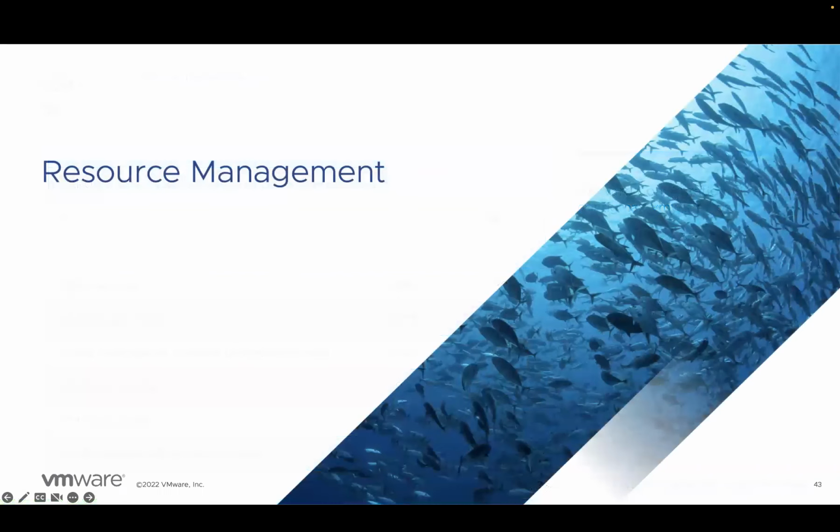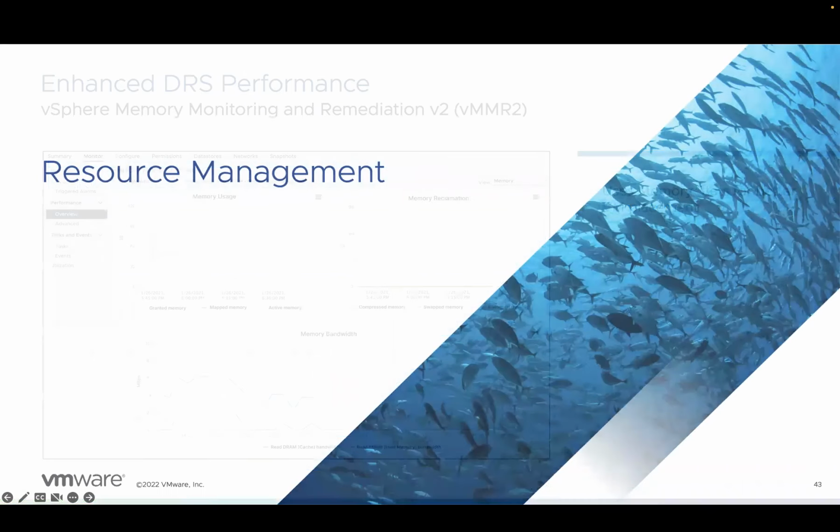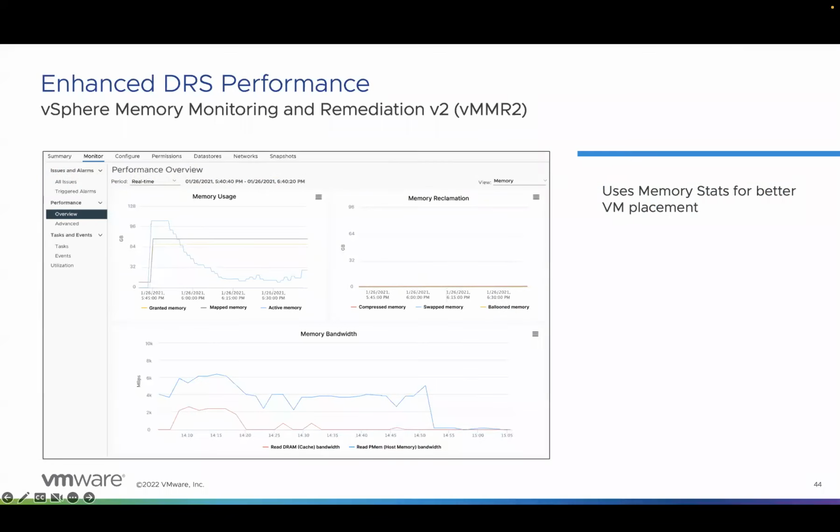Now, just two more short sections, and then we can delve into a little bit more on the Q&A side. So two enhancements in the area of resource management. The first being an improvement to the DRS algorithm with regards to memory usage. So we're introducing vSphere memory monitoring and remediation version 2, we're calling it. But it's part of the DRS algorithm.